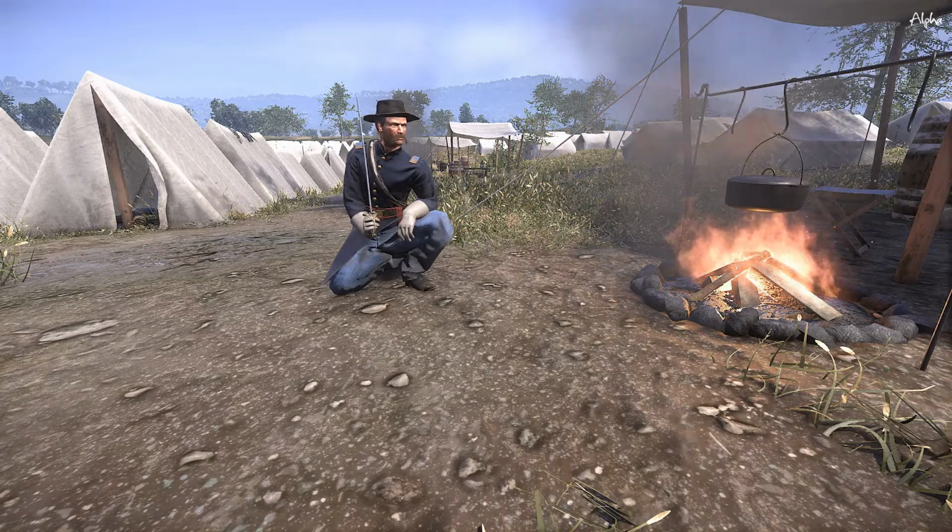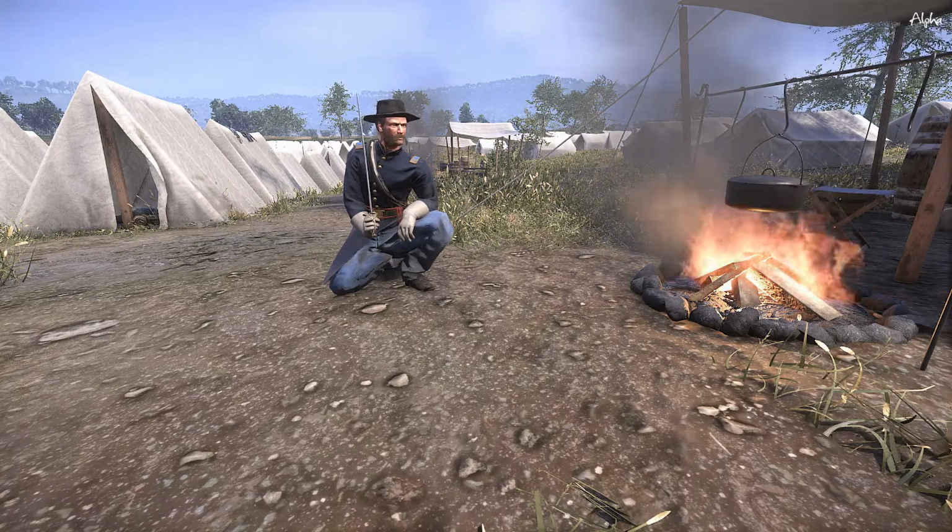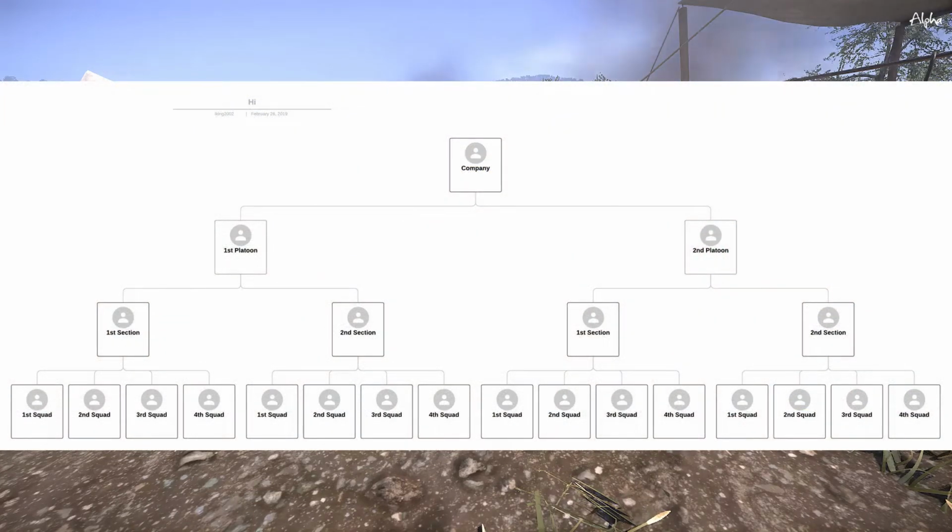So let's start off. A company in the Civil War consisted of 100 men. This 100-man company was led by a captain. Now, officially, a company was supposed to be 100 men, but usually they were around 70 men. But this is all theoretical. So the company has 100 men, led by a captain.